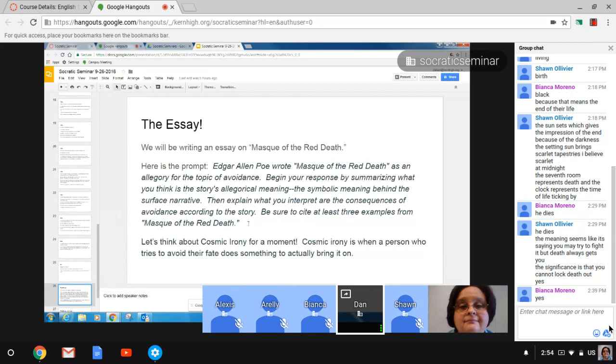Now, additionally, another level of allegory in the story may have to do with tuberculosis itself and how the Red Death is tuberculosis, which is never stated in the story, but it's implied. So, be sure to cite at least 3 examples from Masque of the Red Death.